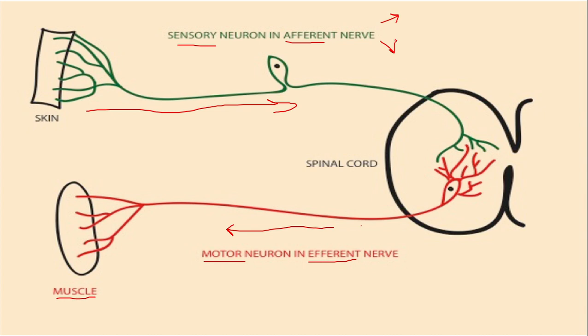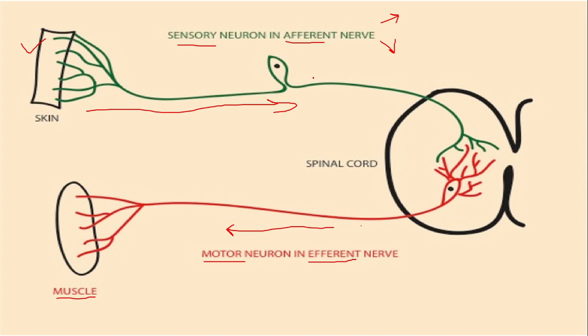For example, if the sensory nerve is carrying the message from our skin, or from our hand that is under our conscious control, then it will be categorized as a somatic sensory nerve. And if it carries messages from the lungs or from our eye towards the brain, then it will be categorized as a visceral sensory nerve.